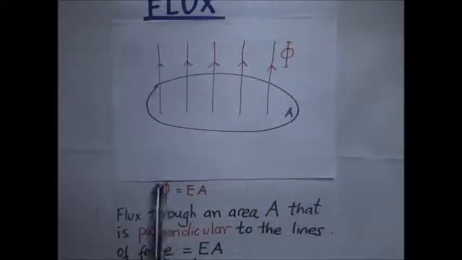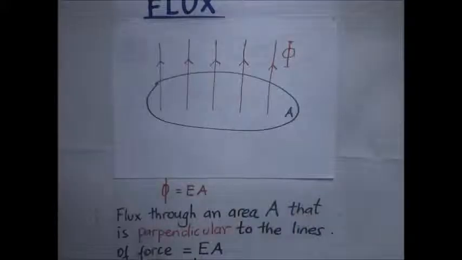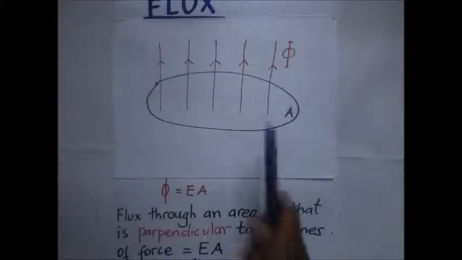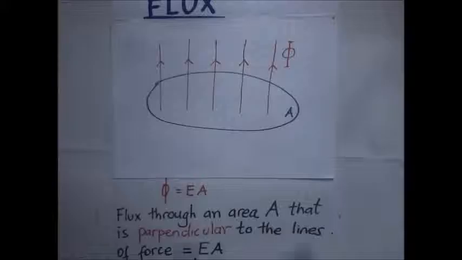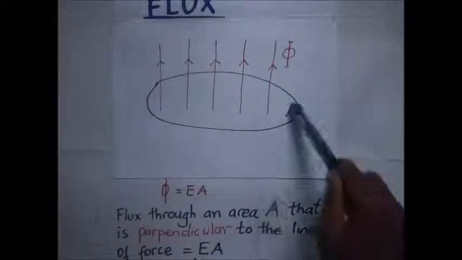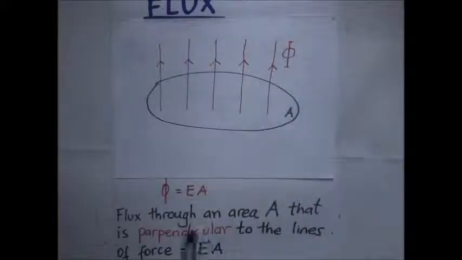Now, if you want to calculate the electric flux that is going through this surface, flux is denoted by phi, and flux is going to be equal to E times A. E is simply the electric field intensity of the field lines that are going through the area, and A is the surface area, and that's the formula. So meaning that flux through an area A, which we have shown here, that is perpendicular to the lines of force is going to be equal to E times A.